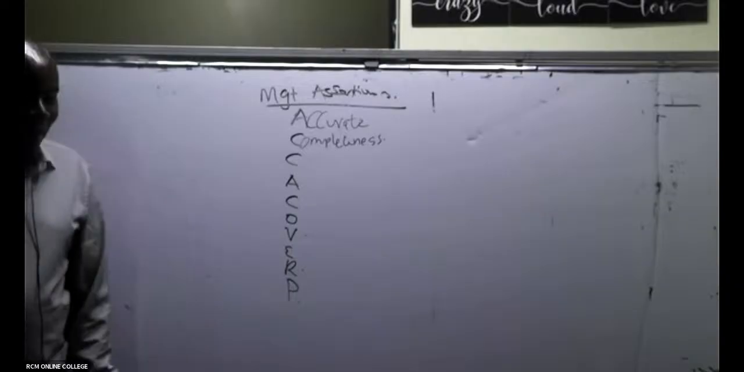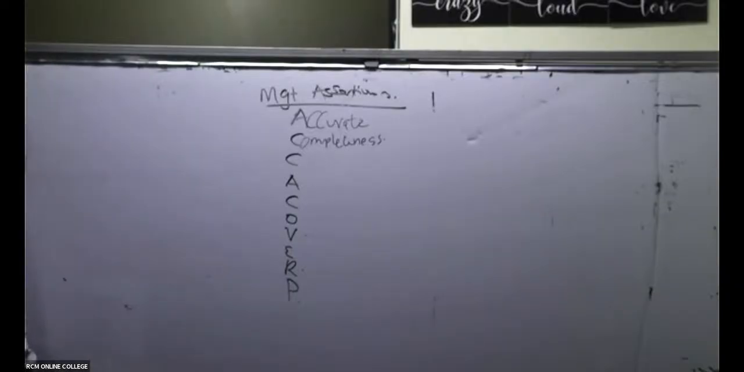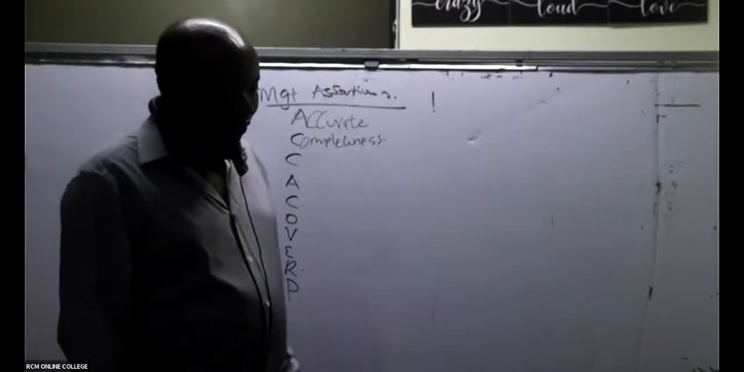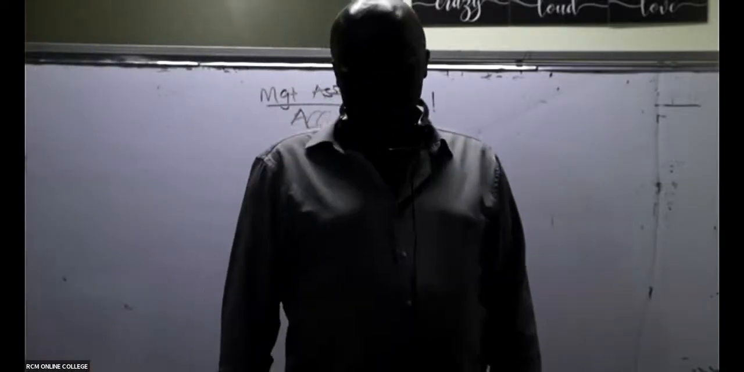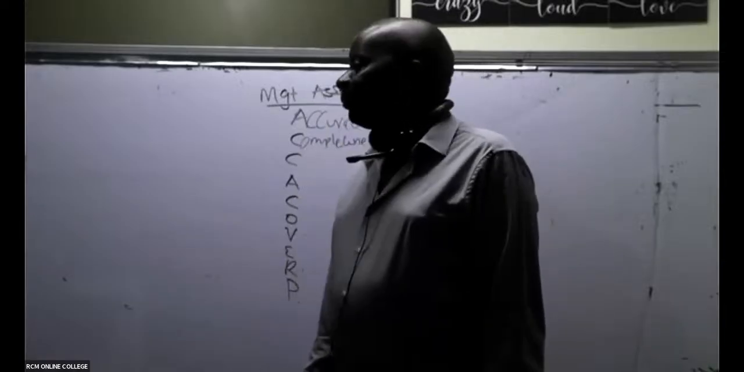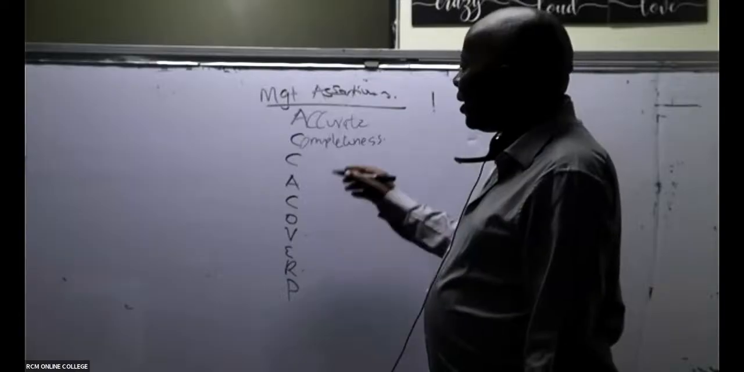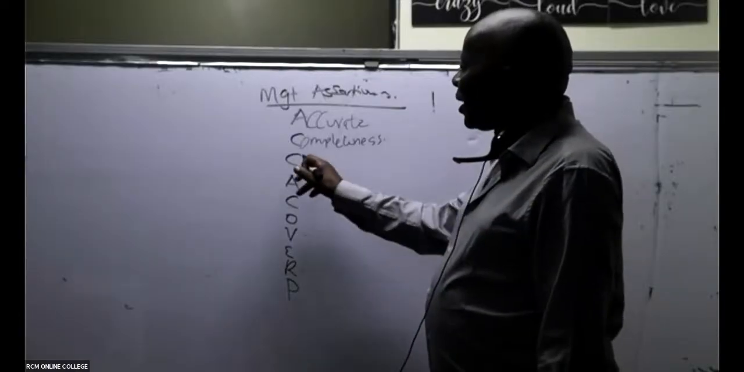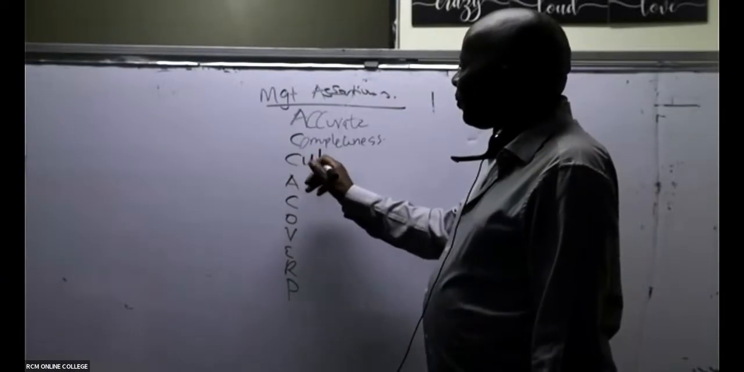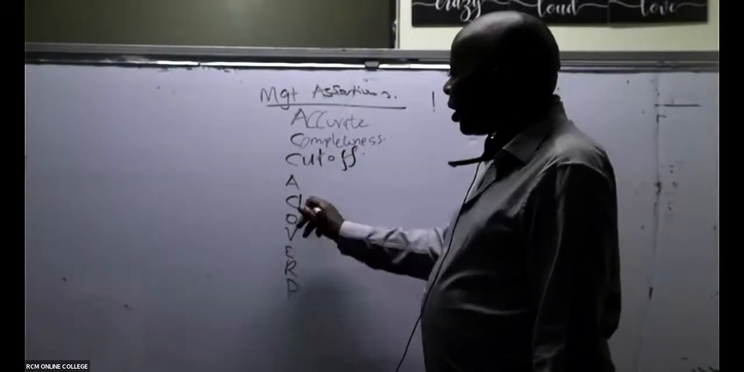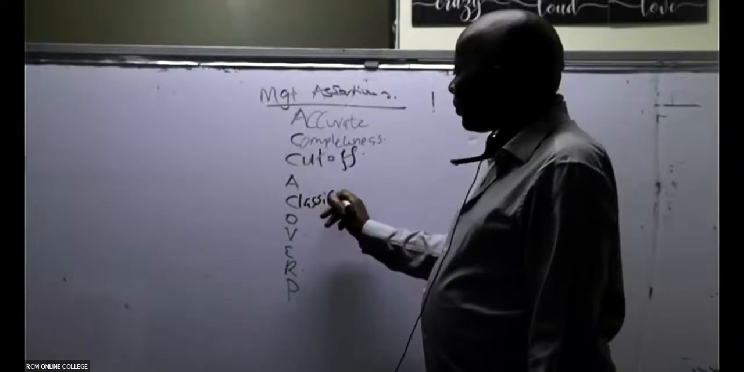There is one I forgot about, I can see guys correcting me there. The last one on the list: prevention of errors and frauds. Thank you very much. Then, ladies and gentlemen, we have completeness. We have what we call cutoff procedures. And in this case, we have what we call classification.